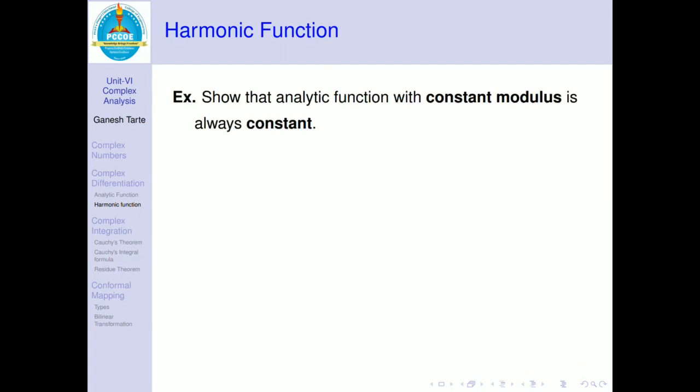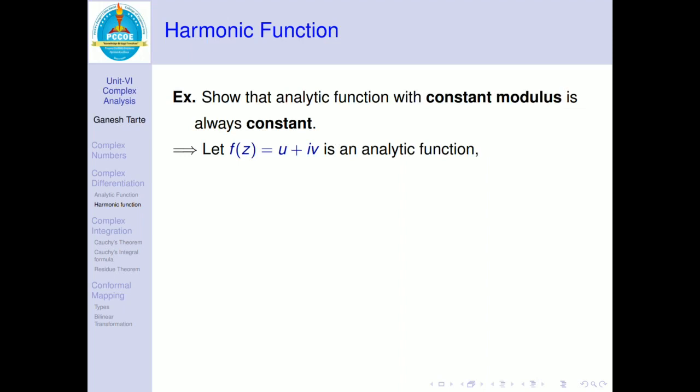Now next and very important example: show that an analytic function with constant modulus is always constant. So the given function is analytic. So suppose f of z is equal to u plus iv, which is the standard form, an analytic function, and also given that its modulus is constant, means mod of f of z is constant.